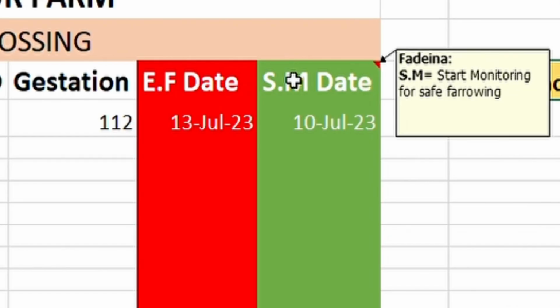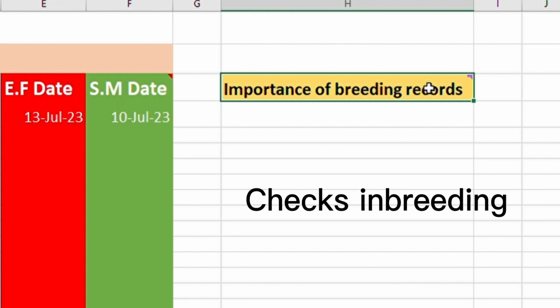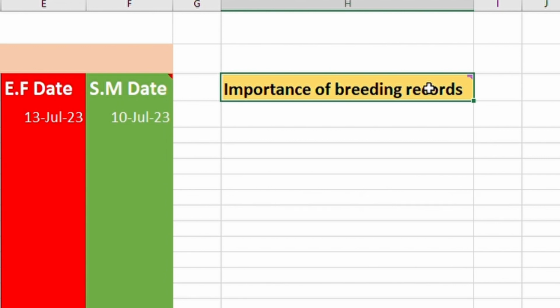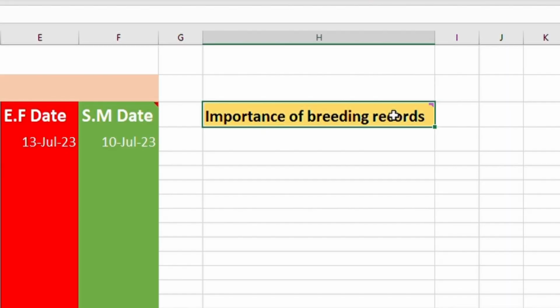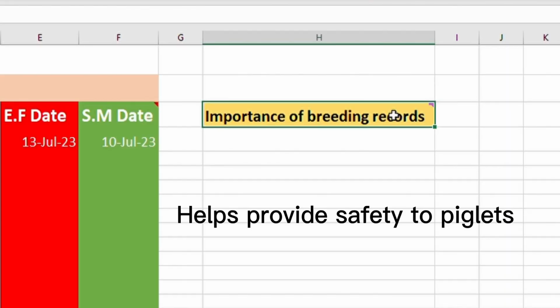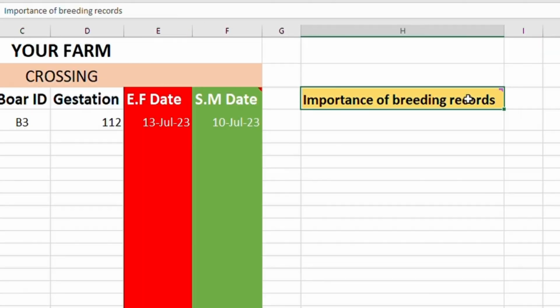Okay. So you might ask, what's the importance of knowing all these farrowing dates and breeding details? Number one, it helps you to check inbreeding. From knowing the sow and the boar used, you avoid crossing siblings. You get it? And the second one is it helps you safeguard your piglets from crushing. When you know the exact day your sow will farrow, you will always be on the farm to help her and to get yourself the healthy piglets you so much desire.